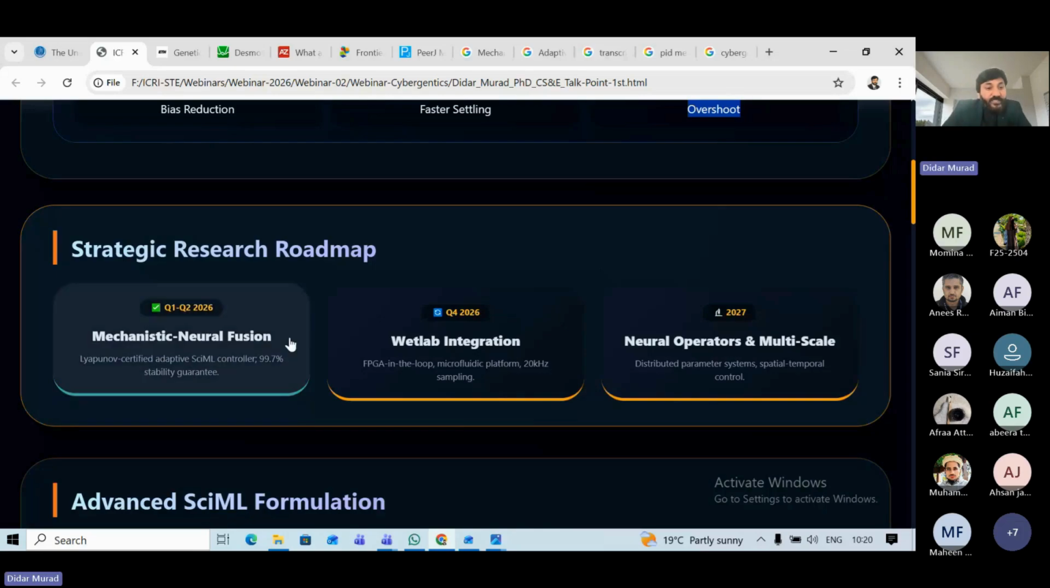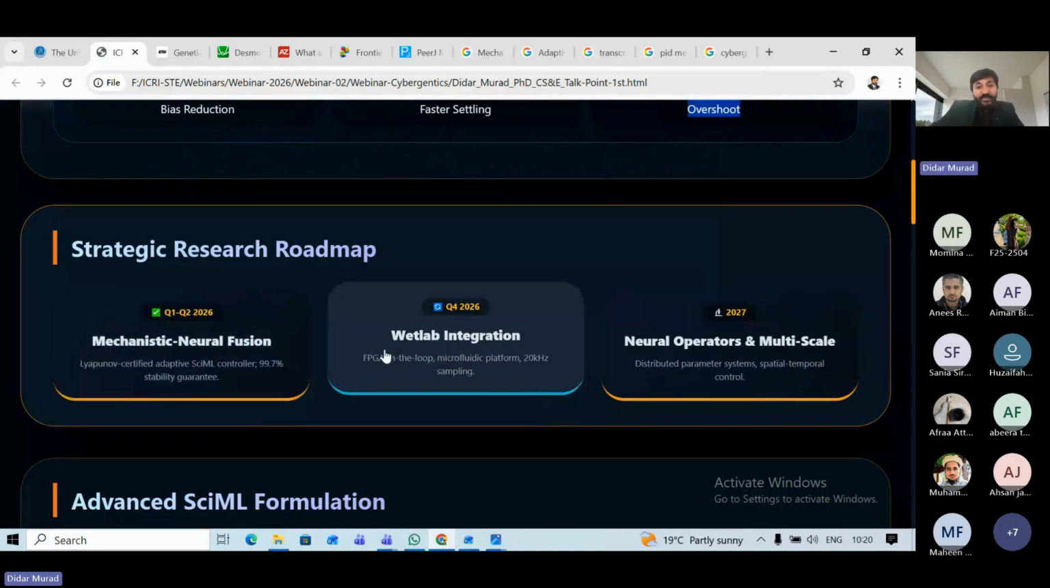In 2026, quarter first and quarter second. For example, today we are starting our research. This is our quarter first. After 3 months, after 6 months, it is considered to be Q1 and Q2. We will design, and we have already designed mechanistic neural fusions here. This is our first step for 6 months.